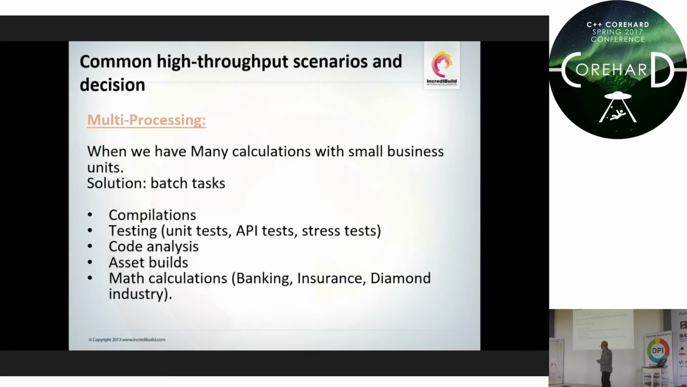So that's very important in scenarios when you have a lot of calculation with small units. For example, compilation, testing, code analysis, rendering, and asset builds. In the gaming industry, you have shading, rendering, and a lot of other stuff. When you have math calculations, multiprocess is extremely good there because you can scale your processing.